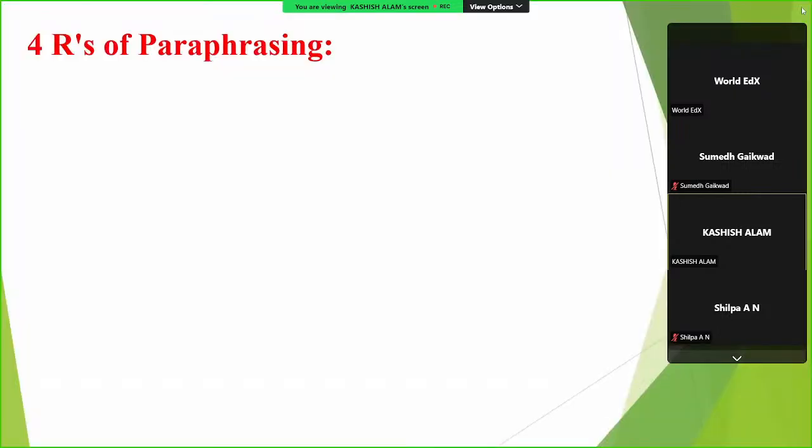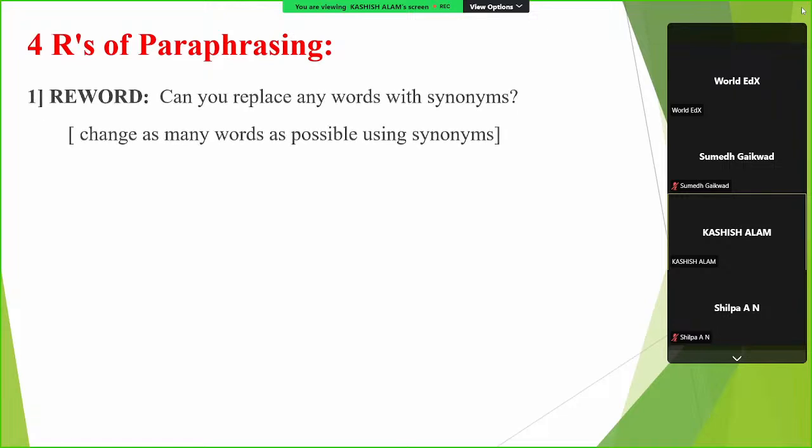The students who are new to this paraphrasing concept and are afraid of how exactly to do it, or if the paraphrasing concept might not be new for you but you are still struggling with how to paraphrase, then work on the 4 R's of paraphrasing. What are those 4 R's? The first R is the word reword. Reword means think of, can you replace any words with synonyms?